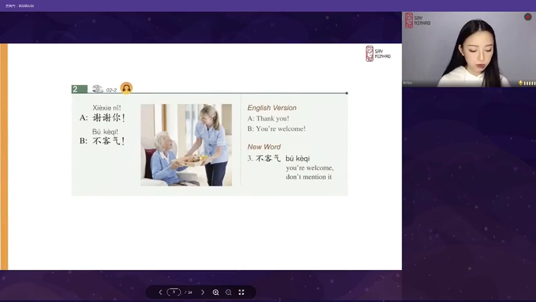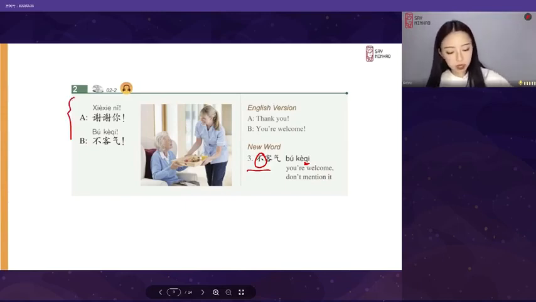Now let's move on to next part. Next one. The new word is 不客气. 不, another fourth tone, right? 不客气. 气 is the neutral tone. 不客气. We should read them soft and quick. 不客气. Read after me, please. 不客气. 不客气. 不客气. It means you're welcome. Don't mention it. You're welcome. Okay, now let's move on to the text.